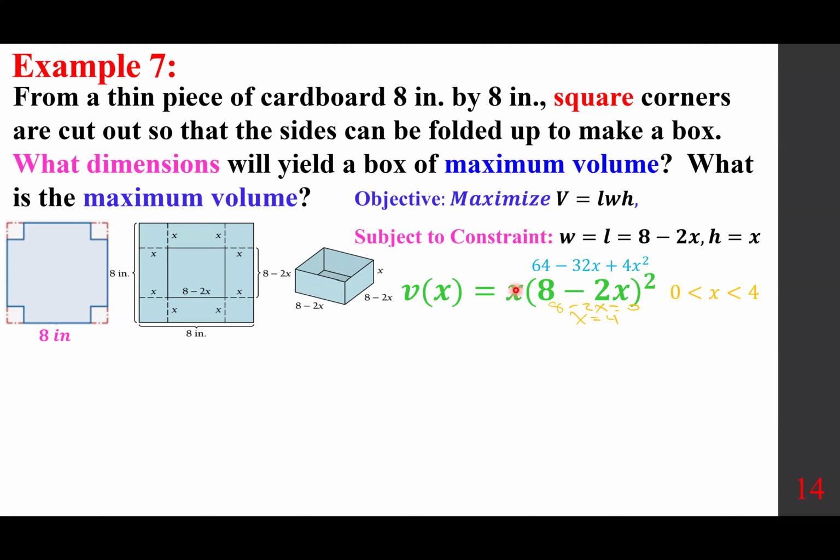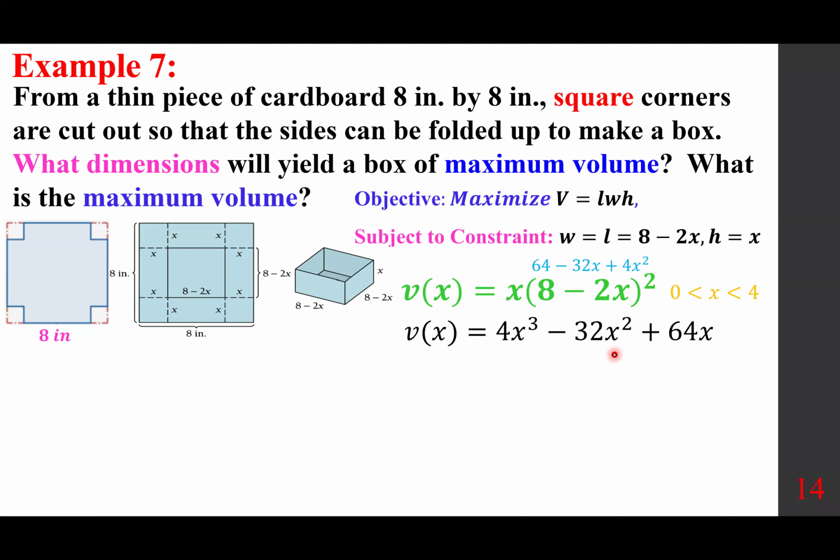When we multiply by x, we get 64x here, minus 32x squared, plus 4x cubed, and we put it in descending order, which means we put the 4x cubed first. I'm going to erase my work. So 4x cubed minus 32x squared plus 64x. Now we are ready to do calculus.